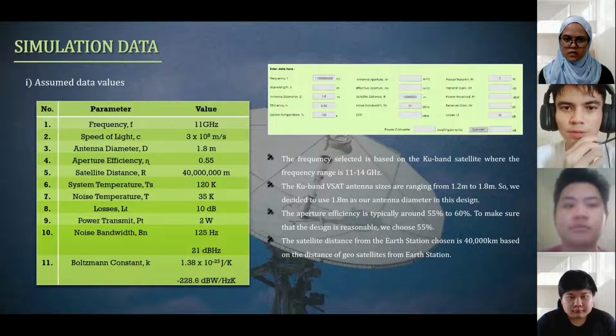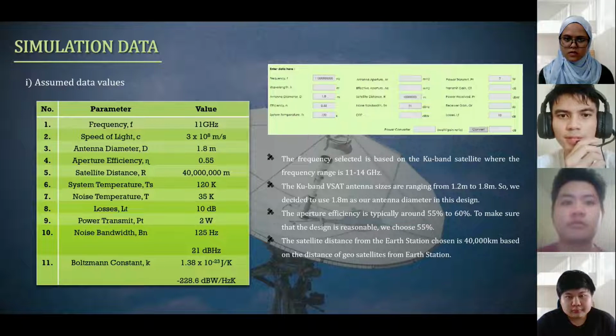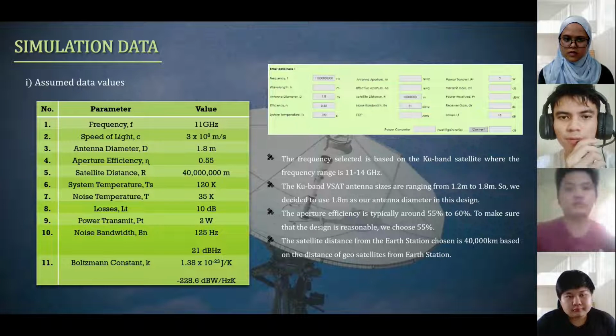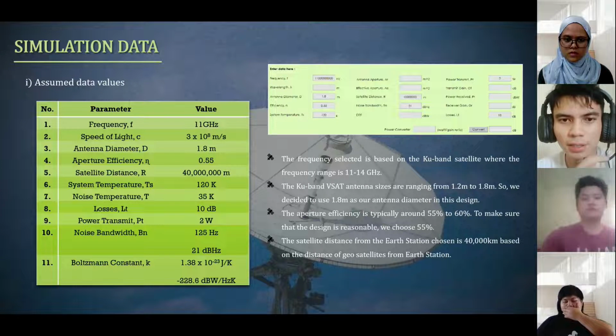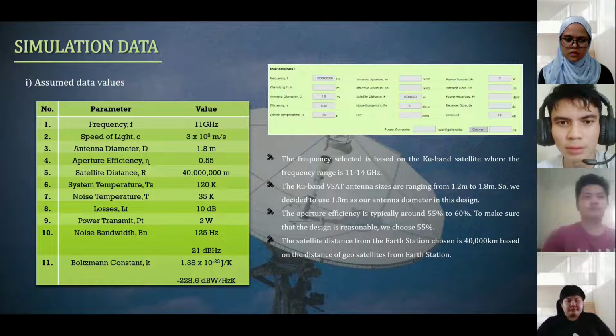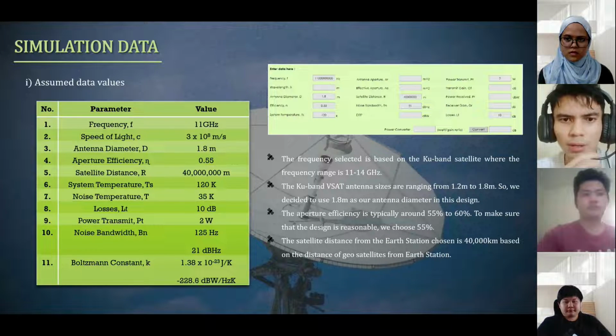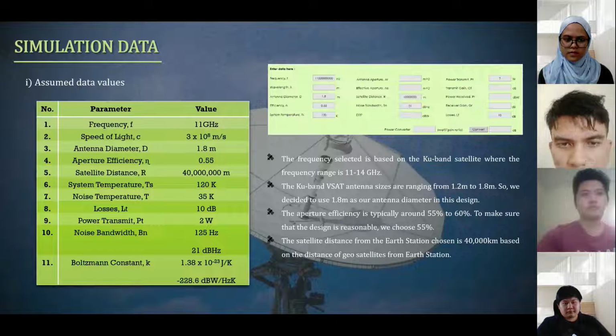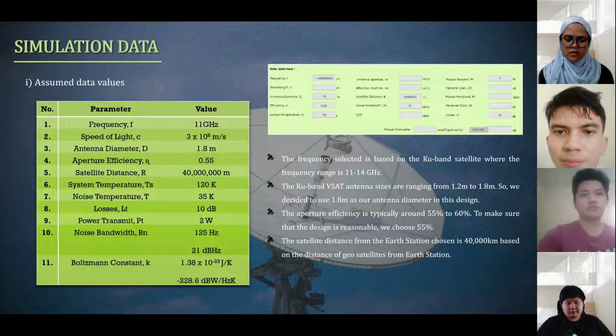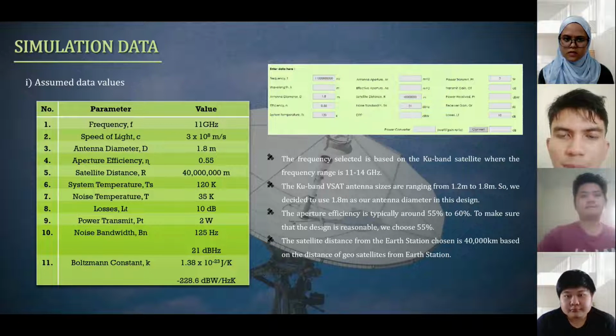Okay, for the simulation data, as we can see, first we assume the data values for each parameter, including frequency, speed of light, antenna diameter, aperture efficiency, satellite distance, system temperature, noise temperature, losses, transmitter power, noise bandwidth, and Boltzmann constant. We just assume the value by the suitable parameter, as given in the table.